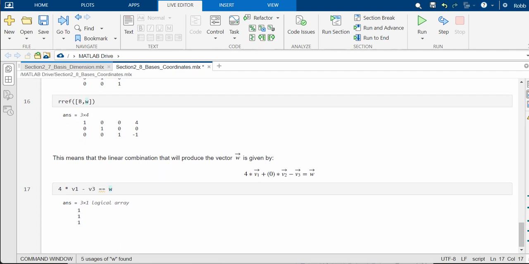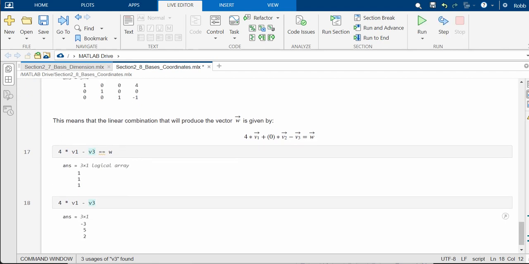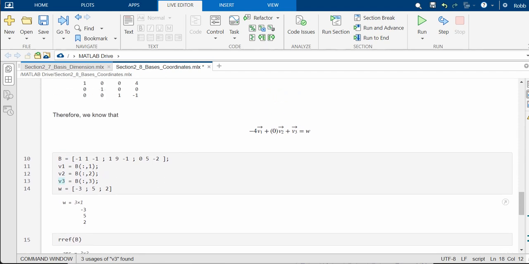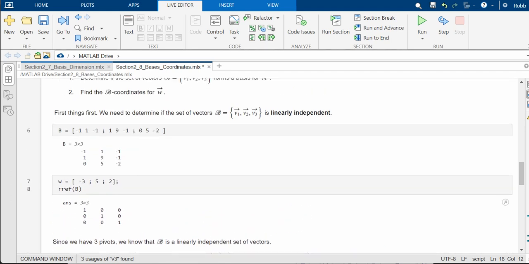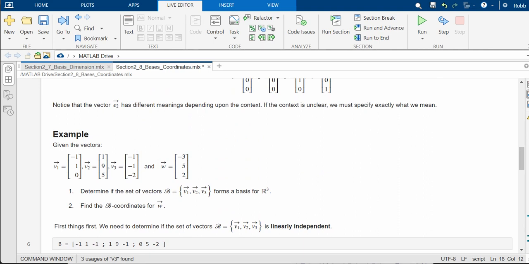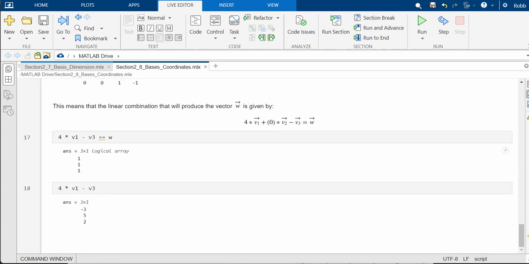Okay, so let's do this again, but just see. If I take 4 times v1 minus v3 and evaluate it, I get -3, 5, and 2. Well, what is the w vector equal to? I can get back up here, right? The w vector is equal to -3, 5, and 2. Okay, so we do have a linear combination of the v vectors that is in fact equal to the w vector. And you can see here that it evaluates to -3, 5, and 2 like it's supposed to.